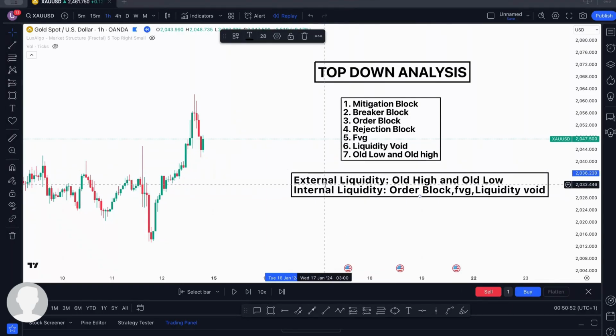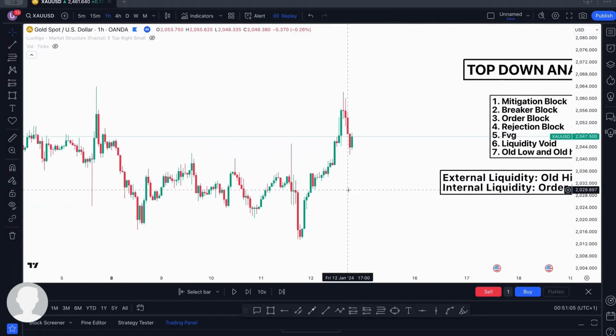What do we mean by external, sorry, I meant to put range here. External range liquidity. That's our old lows and old highs, equal lows and equal highs. Internal liquidity: order block, fair value gap, and liquidity void. So we're going to do a top-down analysis for gold.